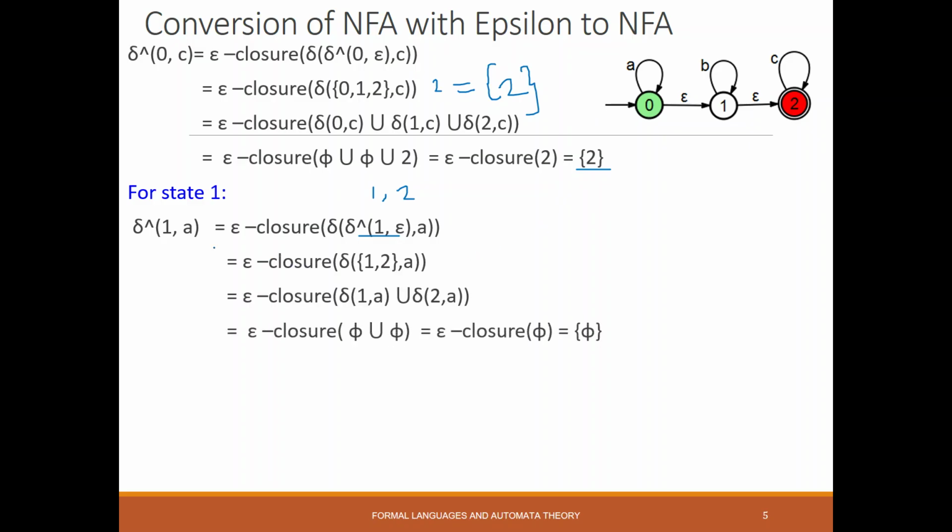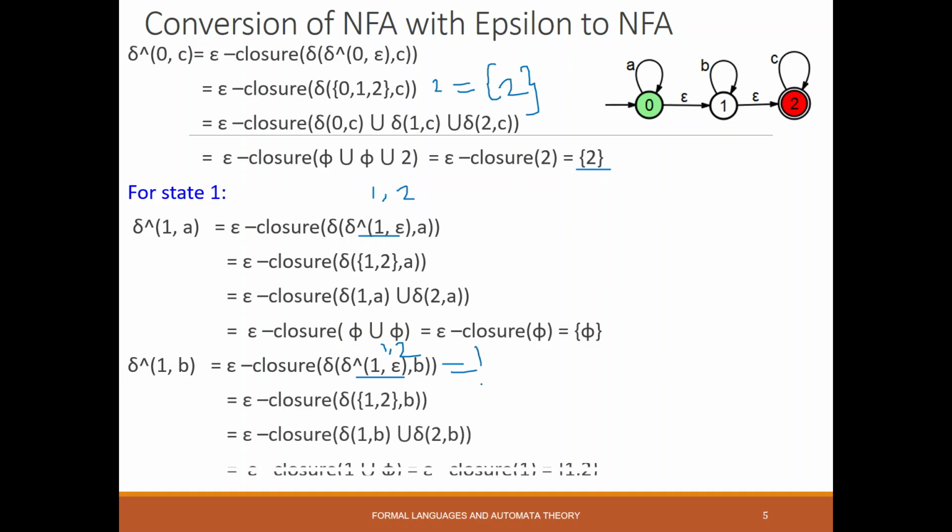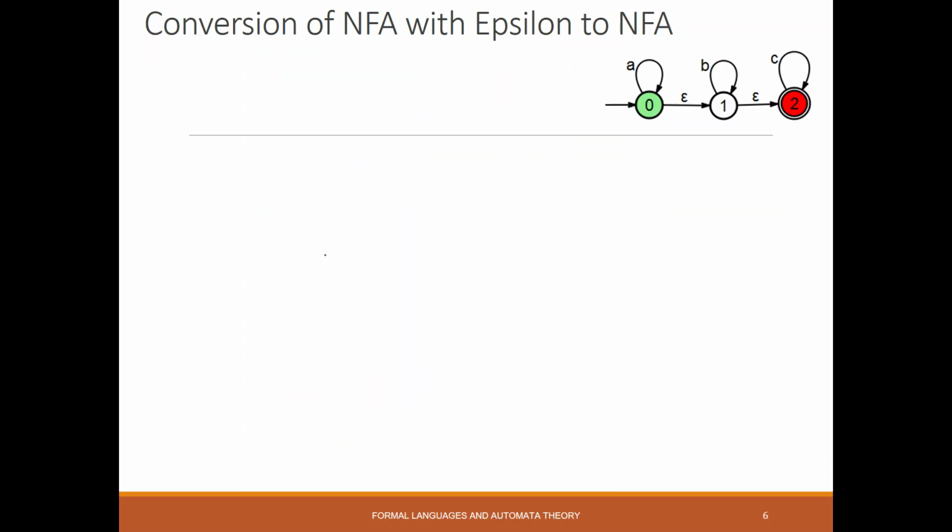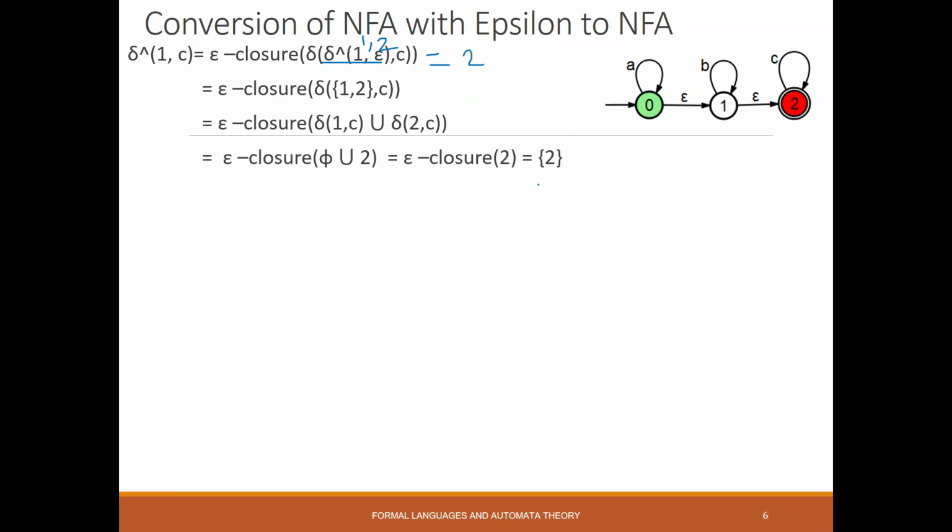What about 2 comma a? Sorry, 1 comma b. For this one the answer is 1 comma 2. 1 comma b, there is an answer, right? So that is equal to 1. Epsilon closure of 1 is again 1 comma 2. That is the answer. Next you need to find for 1 comma c. This answer is 1 comma 2. 2 comma c, there is a transition. So epsilon closure of 2 is simply 2. The answer for this will be 2.